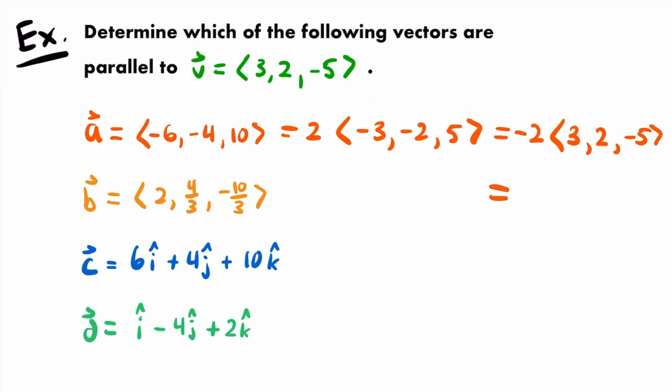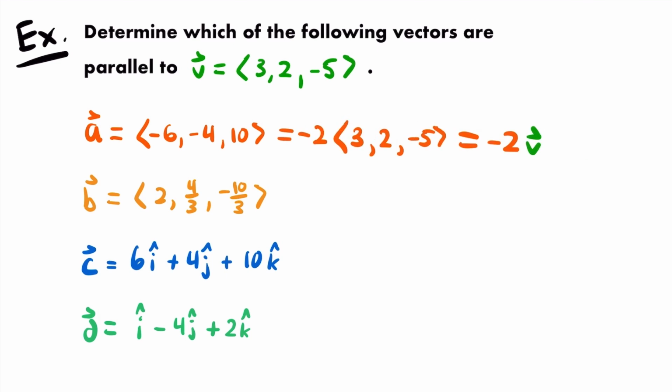So vector A is equal to negative 2 times vector v, which means that vector A is a scalar multiple of vector v. All right, and so because that is true, because vector A and vector v are scalar multiples, we can conclude that they are parallel, that they have the same direction. All right, so let's write that down. We can conclude that vector A is parallel to vector v.